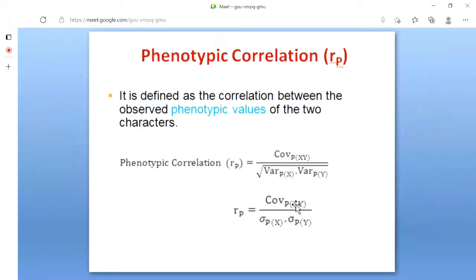So the phenotypic correlation is defined as the correlation between the observed phenotypic values of the 2 characters. Okay, you have 2 characters, X and Y. That correlation we call the phenotypic correlation, based on the phenotypic values. And this is the formula you can use for the phenotypic correlation.